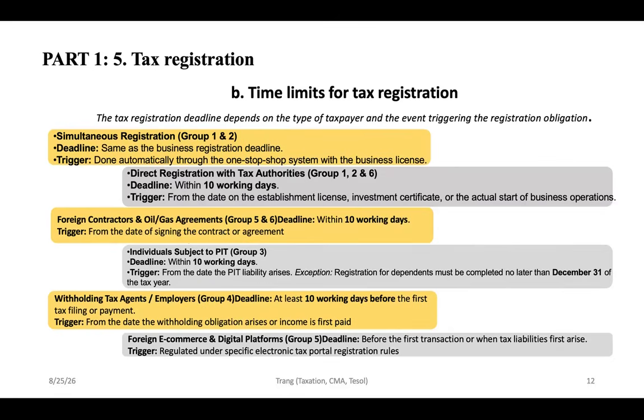However, please note a common exam trap. If you are registering your dependents for tax relief, that must be completed by December 31 of that tax year. Fifth, for withholding tax agents such as employers, the rule is slightly different. You must register at least 10 working days before you file your very first tax return and make your first payment.